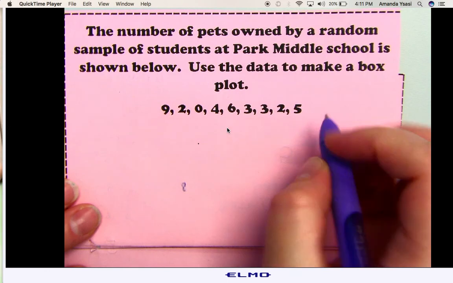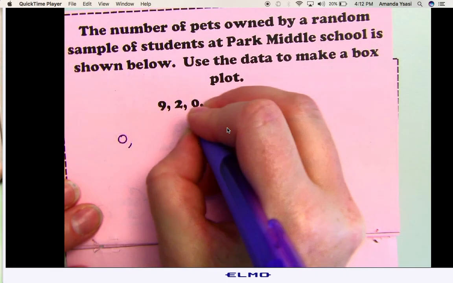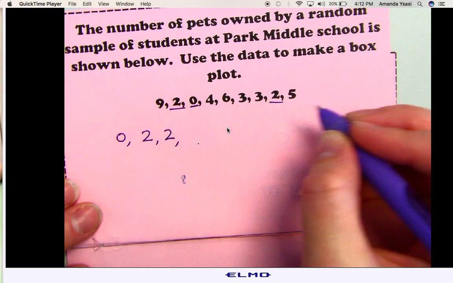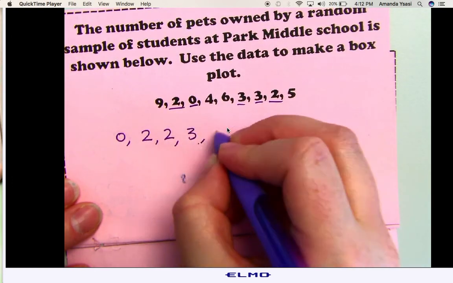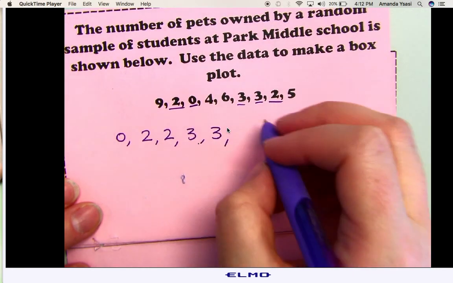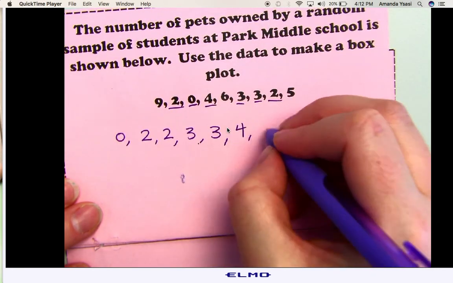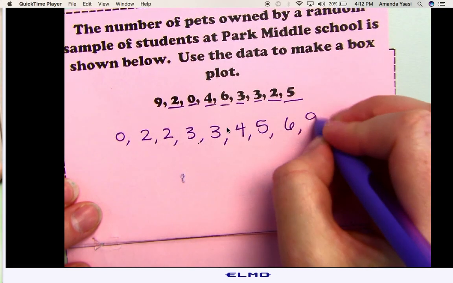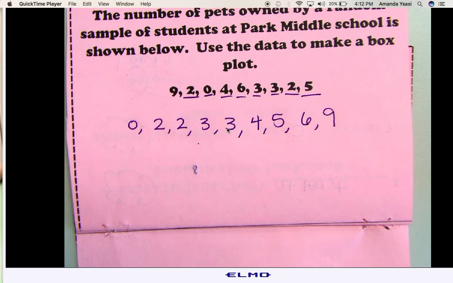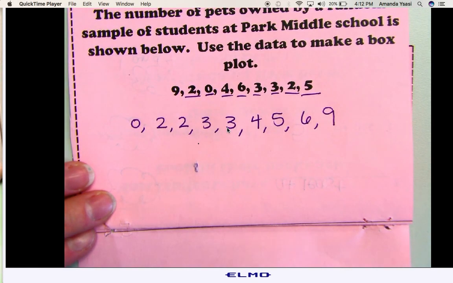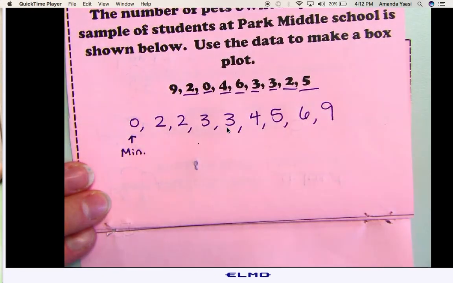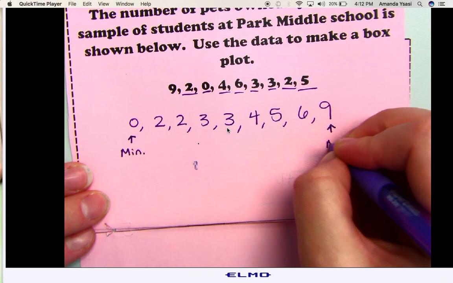So let's put these in order. So 0, 2, 2, 3, 4, 5, 6, and 9. So we need to know the range. So this is our minimum. This is our maximum.